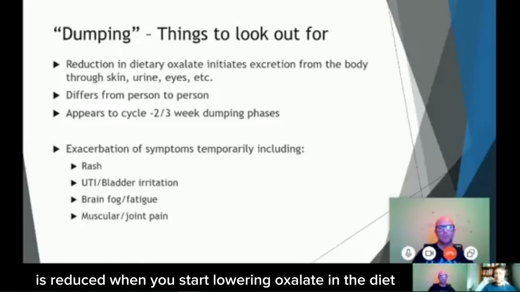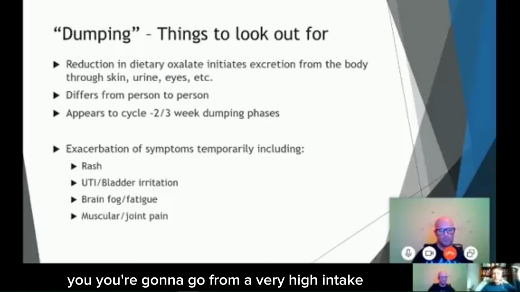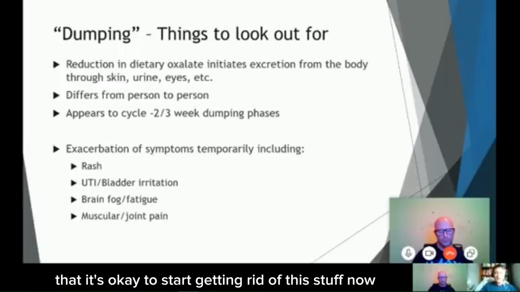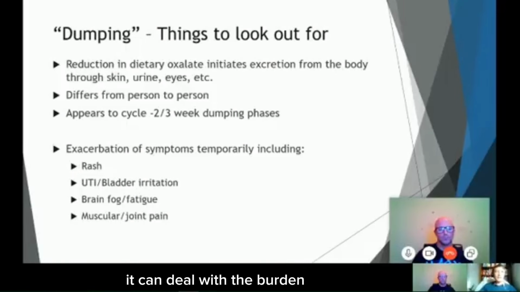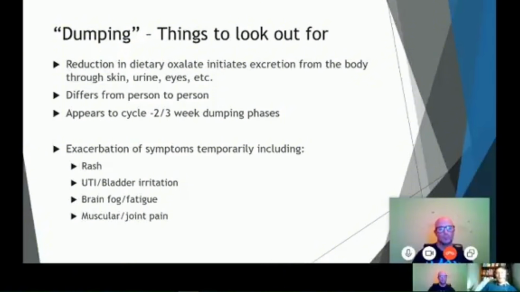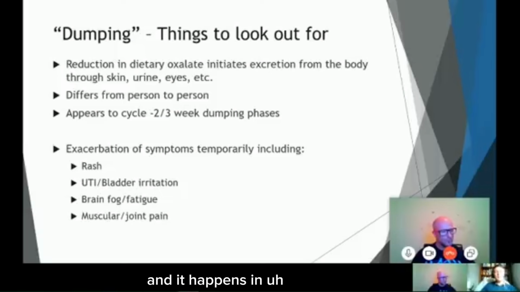when you start lowering oxalate in the diet, say someone goes on a purely carnivorous diet, you're going to go from a very high intake to a very low intake. And what that does is it kind of sends a message to the body that it's okay to start getting rid of this stuff now. It can deal with the burden. There's not as much coming in, so it doesn't have to worry about that. So it can start actually doing what it can to get rid of it. And so this excretion process is called dumping, and it happens in a cyclical fashion.